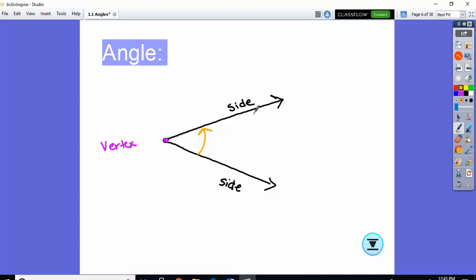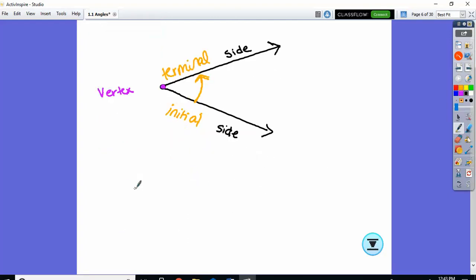An angle is formed when you take one ray and you basically spin it. So if I'm looking at this, which would have been my initial side or my starting side? Yeah, this one. And then I'm spinning this side up here and stopping. So this is what's called my terminal side. Initial is just the beginning, the terminal is the ending. And that arrow determines what's the initial and the terminal.